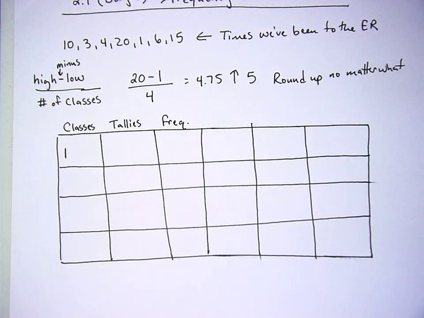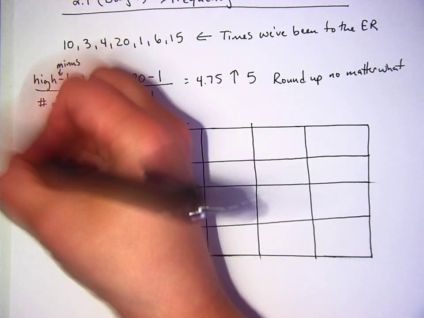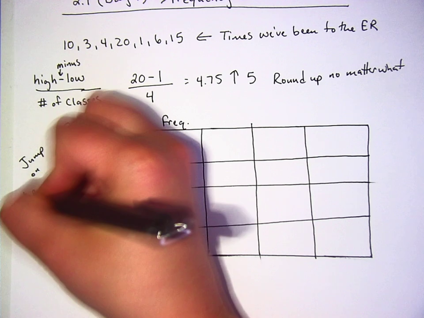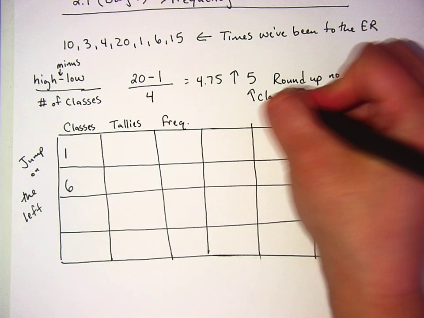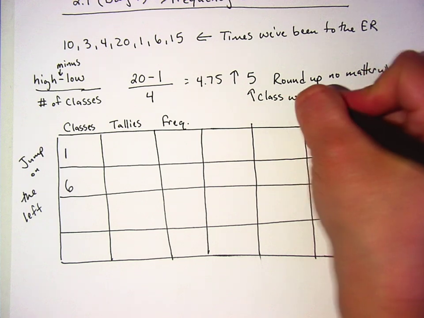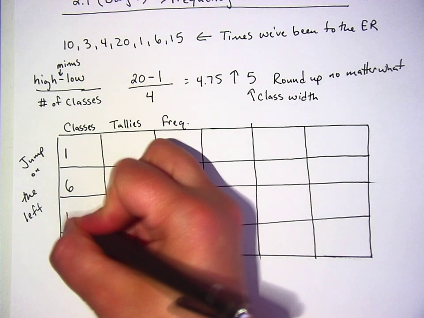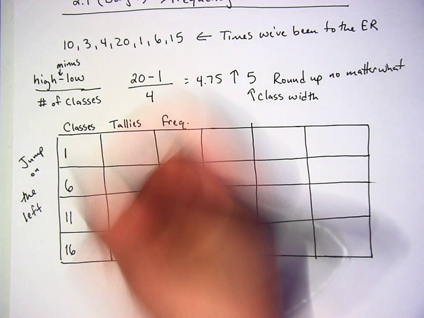Carlos, you're writing, right? And then we jump by 5, so the next one's gonna be 6. So I'm gonna write jump on the left. By the way, this number is called the class width. Then I'm gonna add 5 again, that's 11. Add 5, that's 16.